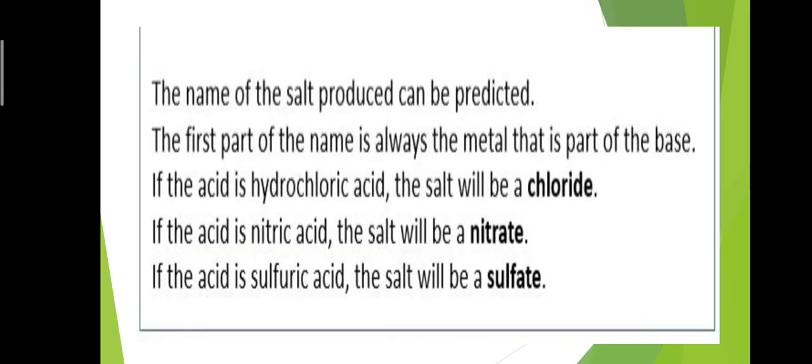Now in a neutralization reaction, different salts may be produced and the name of the salt produced can be predicted. The first part of the name is always the metal, which is part of the base. Like in sodium chloride, sodium is derived from the base, which is sodium hydroxide. Next, if the acid is hydrochloric acid, then the salt will be a chloride, or belong to the chloride family. If the acid is nitric acid, then the salt will be a nitrate, or belong to the nitrate family. If the acid is sulfuric acid, then the salt will be a sulfate, or from the sulfate family.